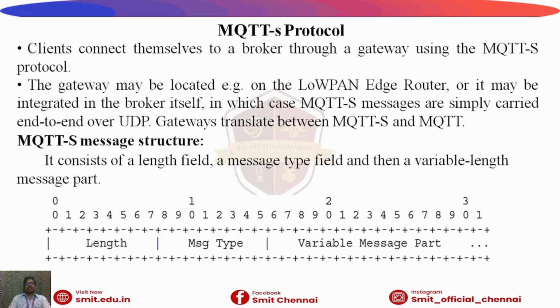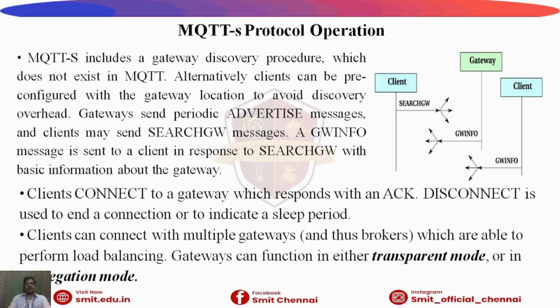Its message structure consists of a length field, a message type field, and then a variable length message part. MQTTS includes a gateway discovery procedure which does not exist in MQTT. Alternatively, clients can be pre-configured with the gateway location to avoid discovery overhead. MQTT architecture includes clients, gateways, forwarders, and brokers, which we have explained before.